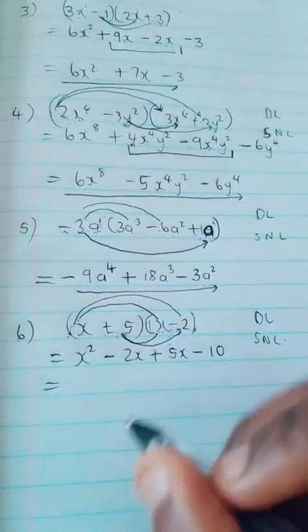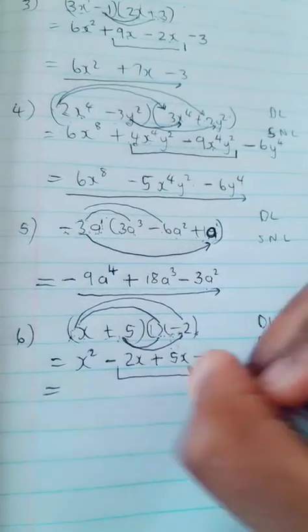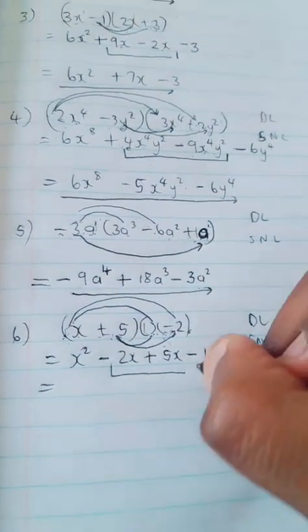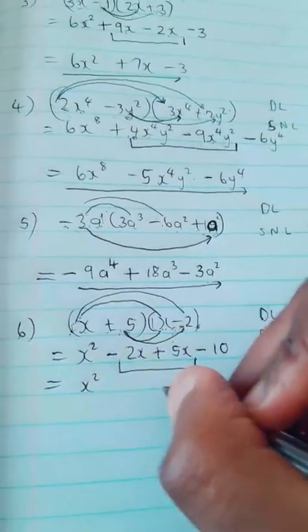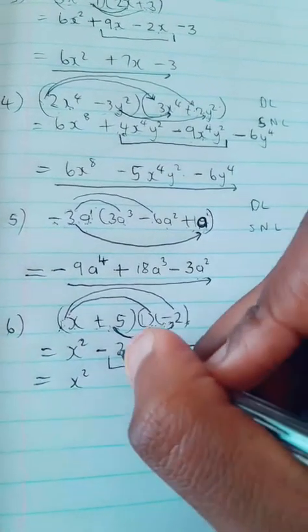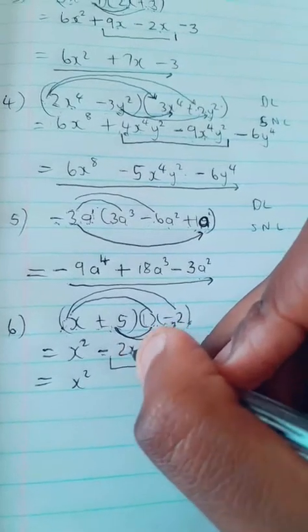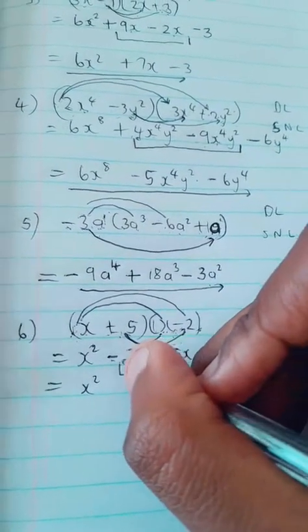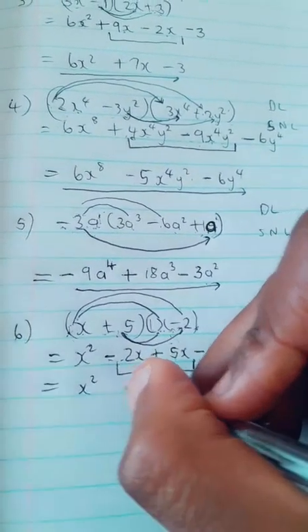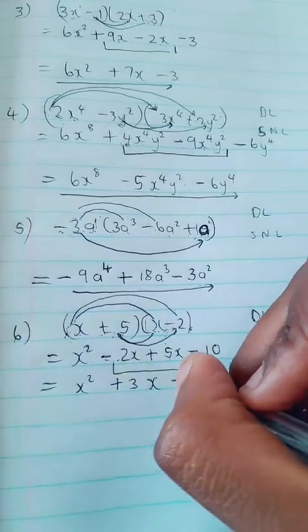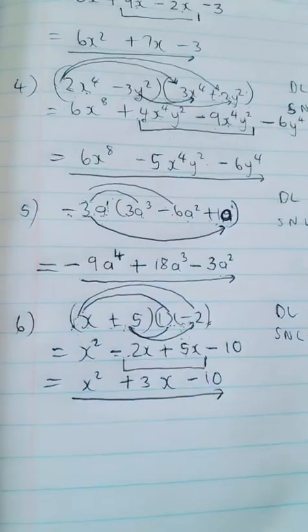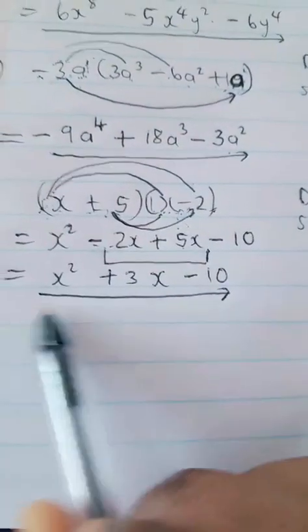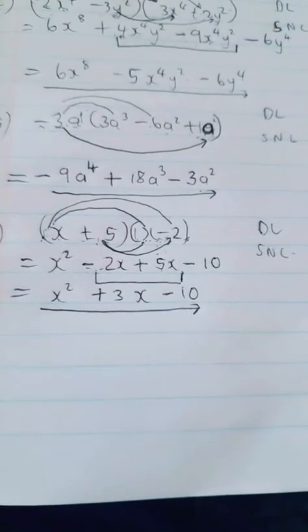Do we have like terms? Seems like we do. So what do we do to the like terms? We keep the variable for those like terms. So our final answer will be x squared. We keep the variable, we add the coefficients. Coefficients are the numbers before the variables. Negative 2 plus 5 gives us positive 3. And then obviously our constant term, negative 10. Are these like terms? No, they are not. So we leave the answer there. It's x squared plus 3x minus 10.